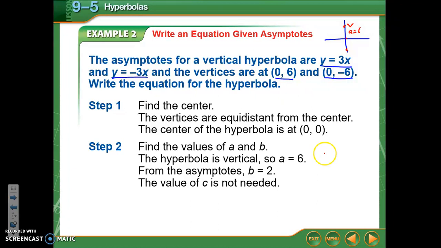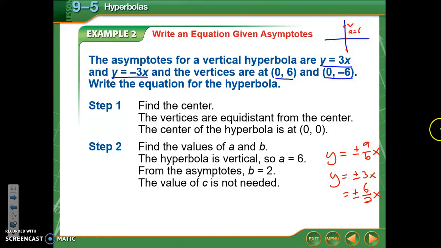If you look back at the chart at the beginning of your notes, if it's a vertical hyperbola, the equations of my asymptotes are plus or minus a over b x. All right, so in this case, my asymptotes are plus or minus 3x. That means that a has to be, since I know that a is 6, I should say that, 6 over b has to be 3. Right, so that means that b has to be 2, because 3x is the same as 6 over 2x.